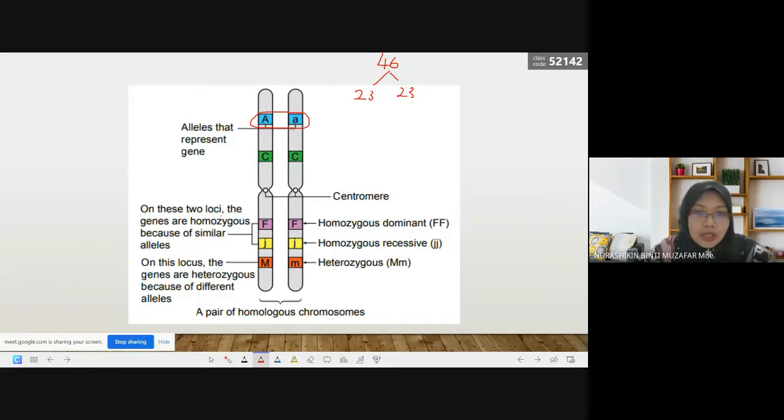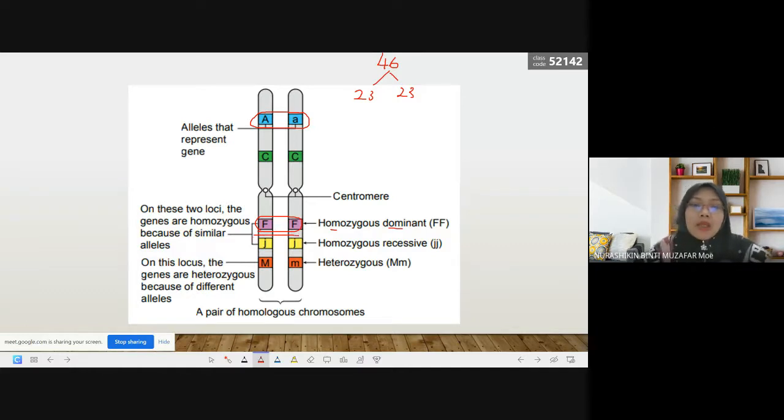On these two loci, dia ada dua location ni. So the gene are homozygous because of similar allele. Kenapa dia homozygous? Because this one big B, big F. So kita panggil dia homozygous dominant. Kenapa homo? Because dia same letter, both are big. And then kenapa dominant? Because dia big F.